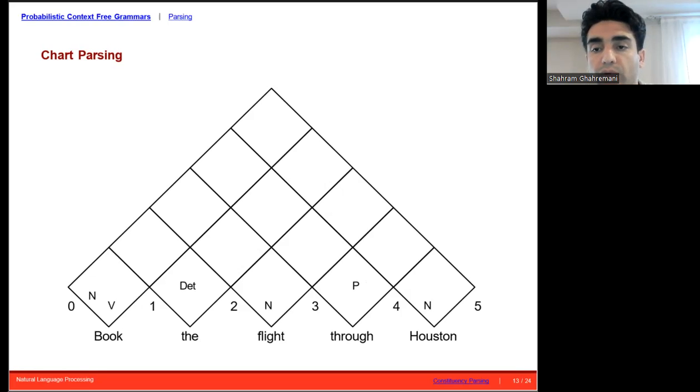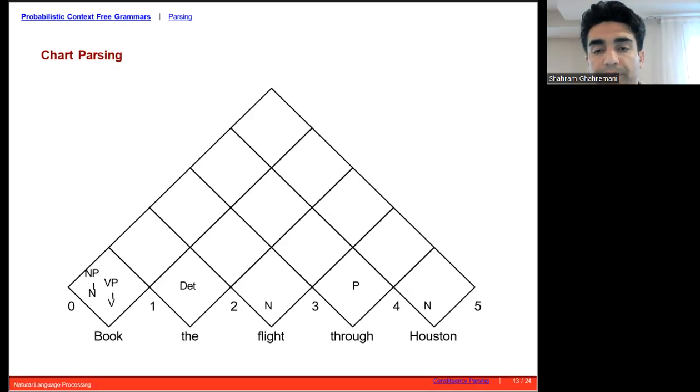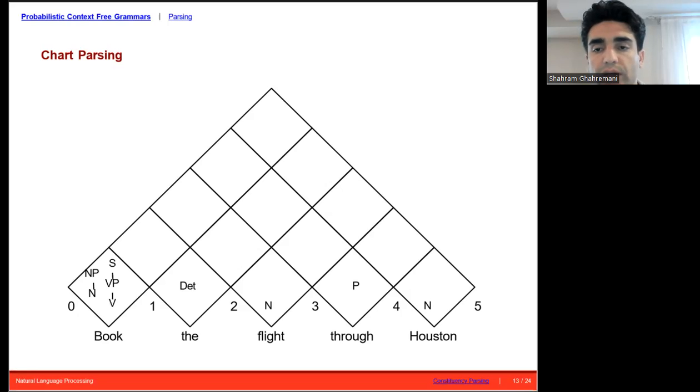Book, however, is more interesting. It has two possible rules that can be associated with this word. So we need to order our rules in a way such that we can look over these in order and be sure that we won't miss anything. This could go arbitrarily deep, and this is true for all of the positions and not just for book. Now we need to start looking at the longer spans and put together shorter spans into these longer spans.